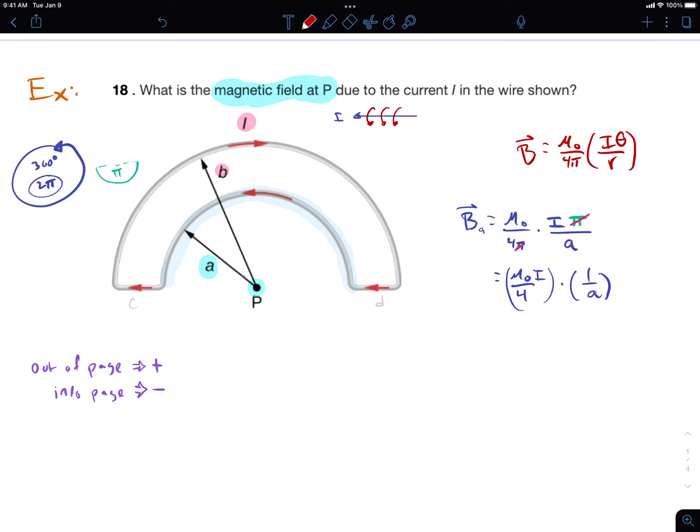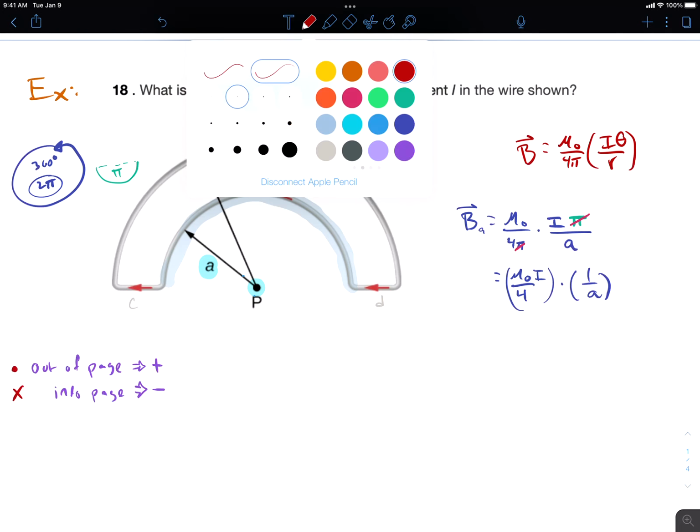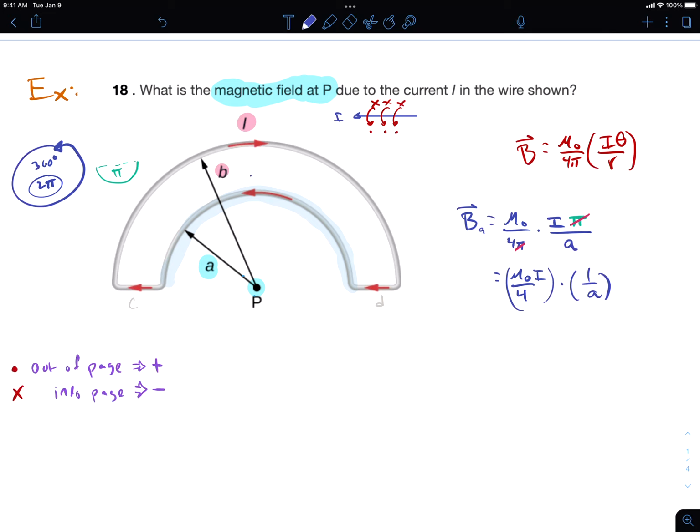Sorry, this should be sort of behind, but yeah, this could look a little confusing. In here at the top, I should be going into the page, so I'll put X's, and then underneath the wire, I should put dots, coming out of the page. So I'll label it here on the bottom: dots being out of the page, X's being into the page. Your fingers should curl around the wire in this way. So this would be the same thing here. If I were to draw this out, I have X's above the wire, dots below the wire.